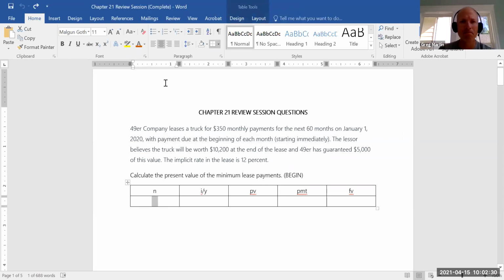So for the N, hopefully it's obvious that the N is 60, which is 60 months. The I/Y might be a little more complicated, not too bad. It says that the implicit rate in the lease is 12%, but of course, the implicit rate is always an annual percentage rate, and this is a monthly payment.